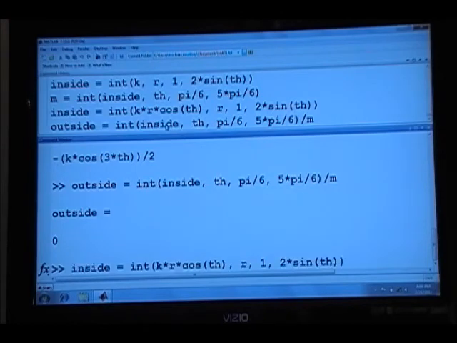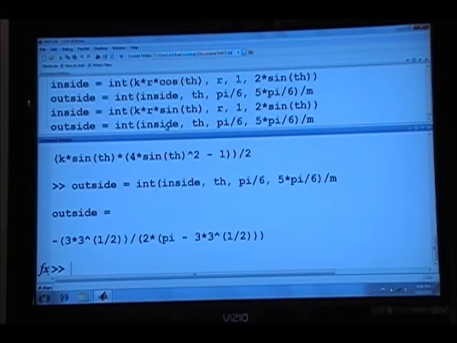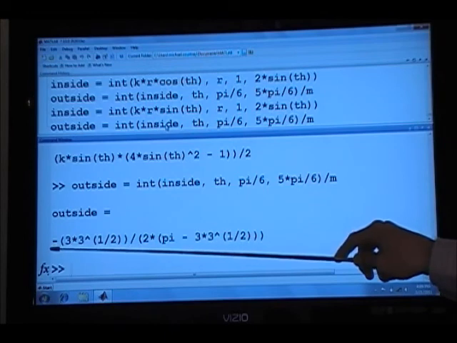Now let's consider the y-coordinate of the center of mass. For the inside integral, the only difference between the x and the y coordinates is that the cosine from the x coordinate becomes the sine for the y coordinate. And then the outside integral is the same, except it uses the different inside integral, and that works out to be this complicated expression, and in fact suggests that it's negative.